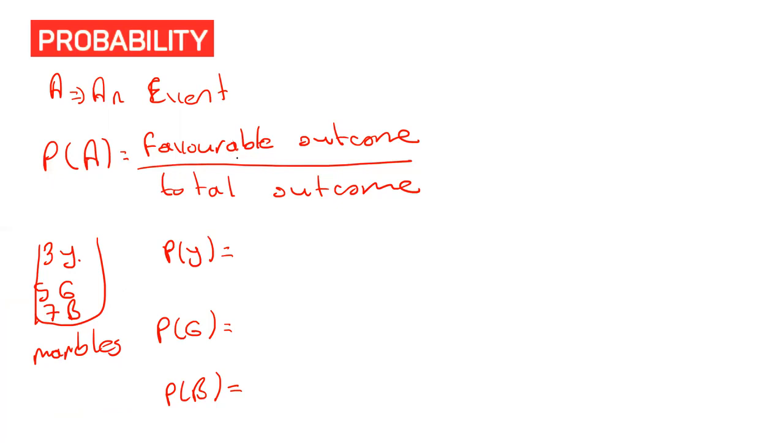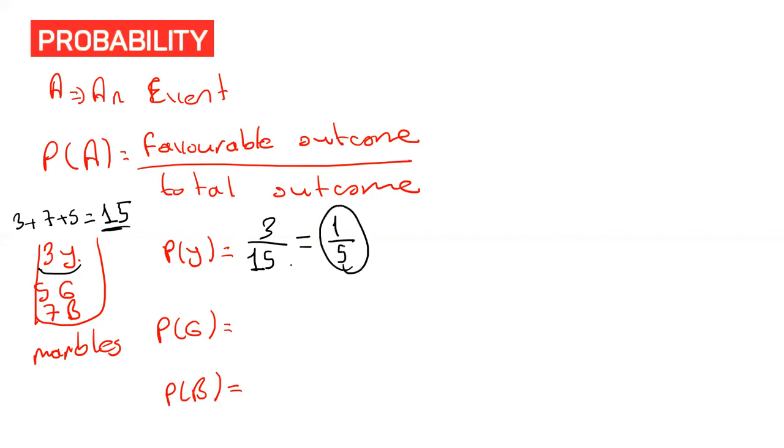Favorable outcome, what is the question asking you? Yellow, how many yellow is there? 3 over, and total outcome, how many marbles are there in there? 3 plus 7 plus 5, which is going to be 15. So that will be 3 over 15, and you should simplify it, 1 over 5.